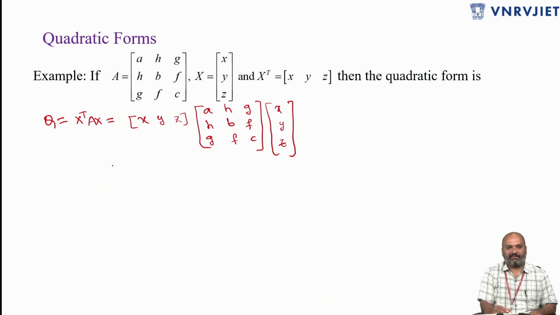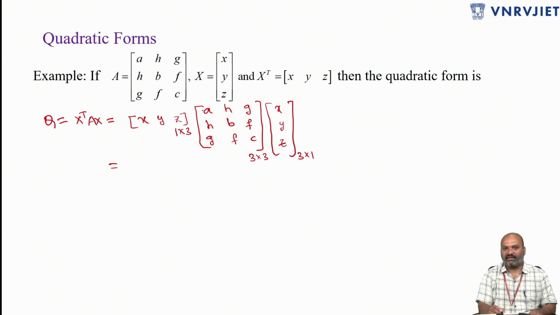Now it's simple matrix multiplication. This is a matrix of order 1 by 3, one row and three columns, this is a matrix of order 3 by 3, and this is a matrix of order 3 by 1. First we'll multiply these two. The number of columns in the first matrix equals the number of rows in the second, so the matrix multiplication is compatible. The resulting matrix is of order 1 by 3.